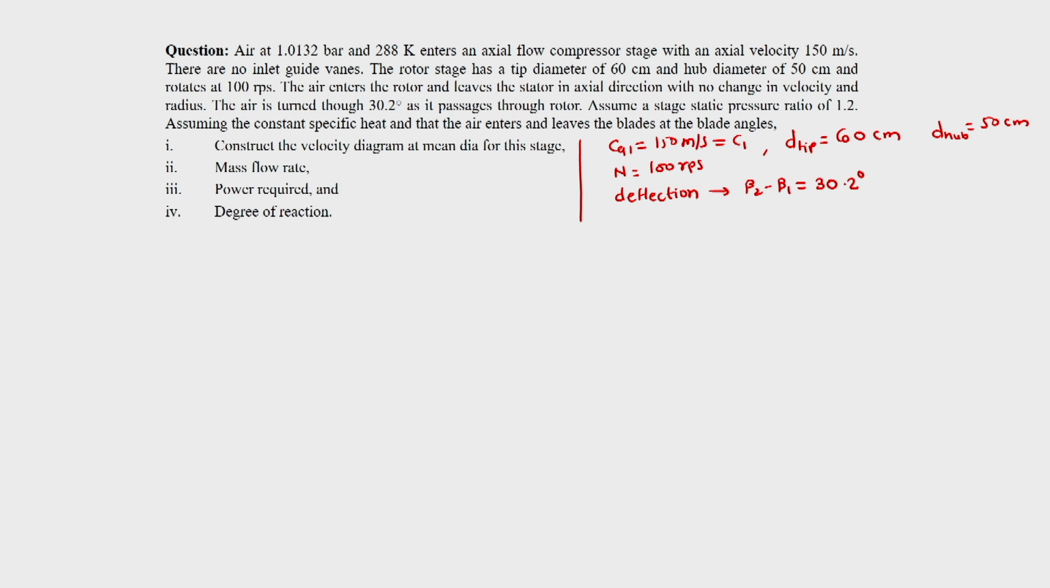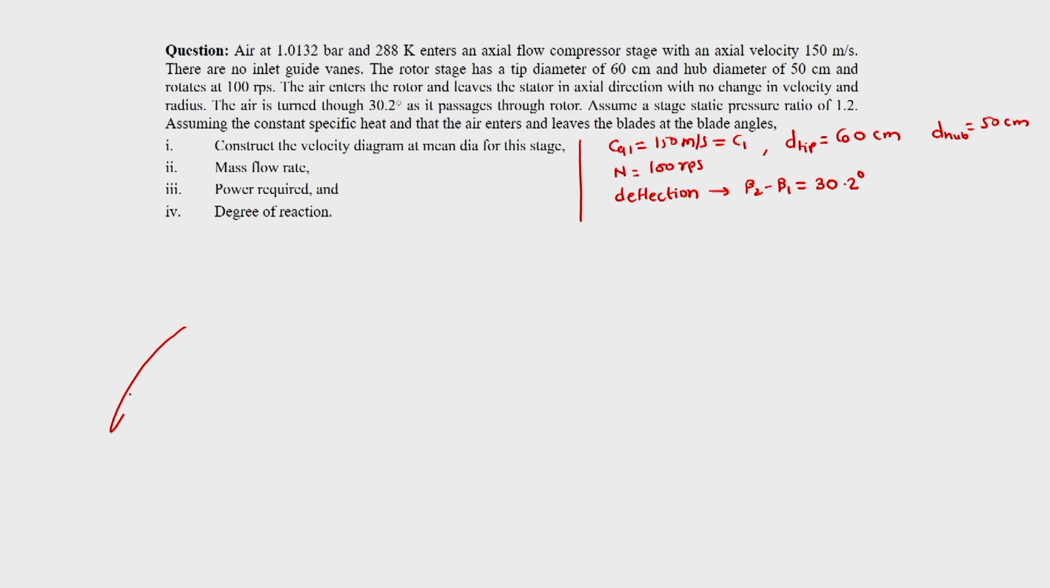And assuming constant specific heat and that the air enters and leaves the blade at the blade angles, construct the velocity diagram at the mean diameter of the stage. We have to find the mass flow rate, pressure required and degree of reaction. So first we have to draw the velocity triangle.